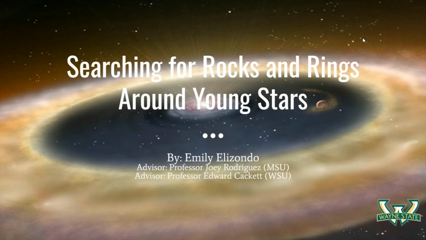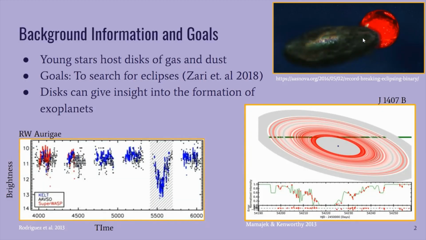rings around young stars. Young stars can often host disks of gas and dust, and these disks can become breeding grounds for planetary formation. The goal for this research is to search for eclipses caused by such circumstellar disks, because by finding these disks we have a direct way to study the building blocks of planets.